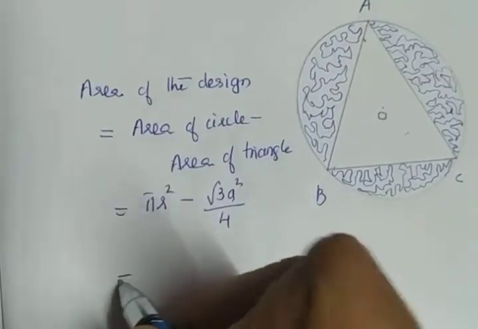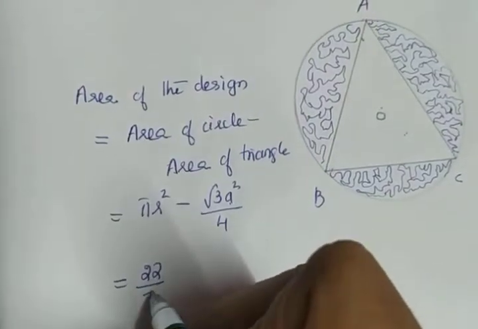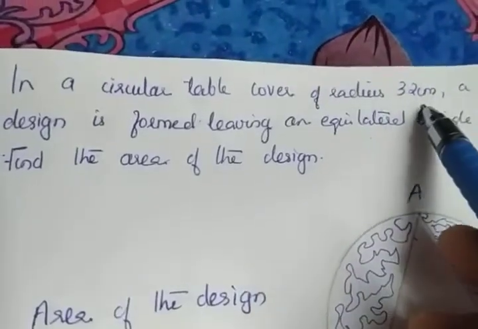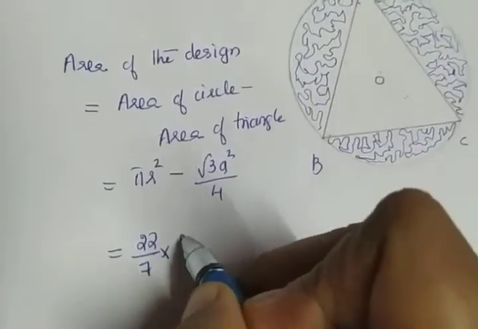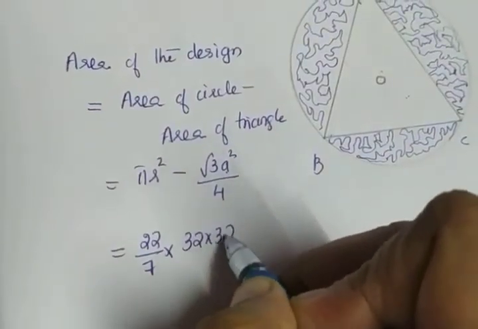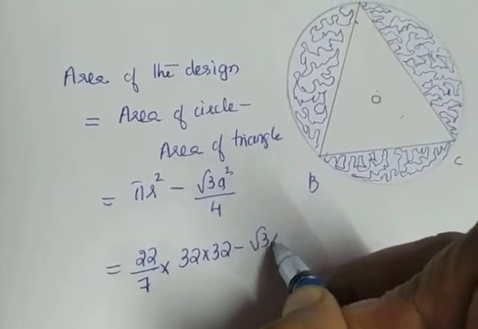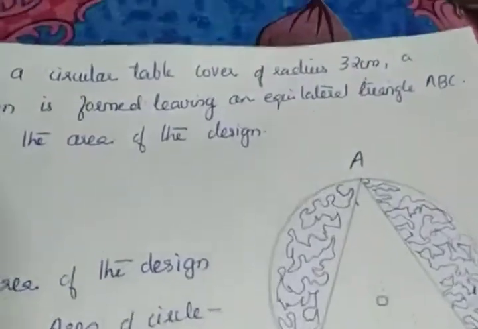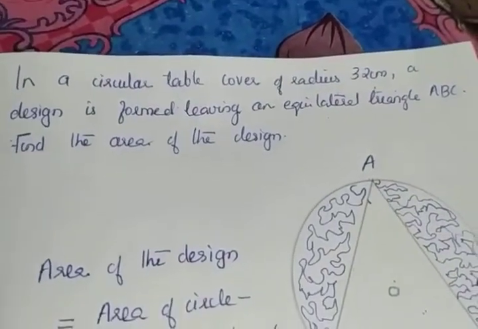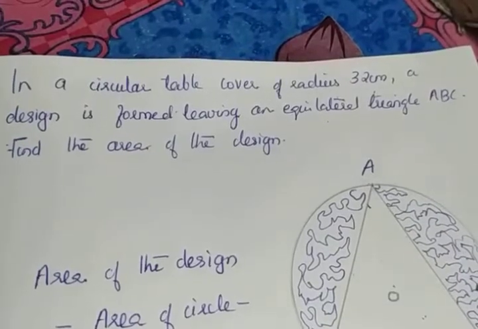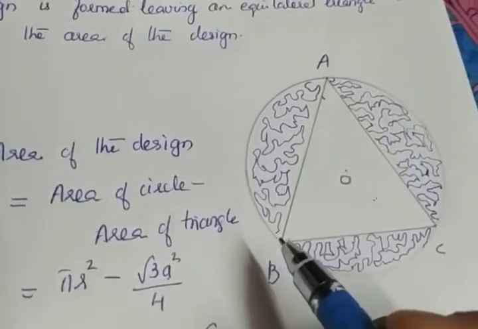What's the value of pi? It is 22 by 7. What is r? r is 32 because the radius is given as 32. So 22 by 7 into 32 into 32 minus root 3 by 4 a square. What about a? a is the side of the equilateral triangle. Is there anything mentioned in the question about the side of the equilateral triangle? No. So we have to calculate it from the figure, isn't it?